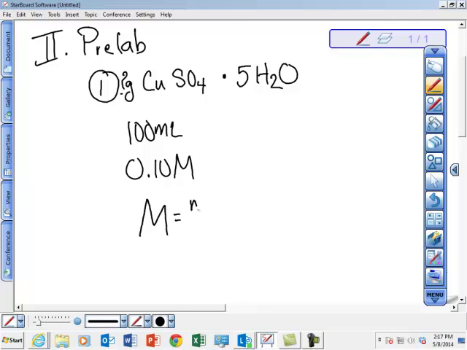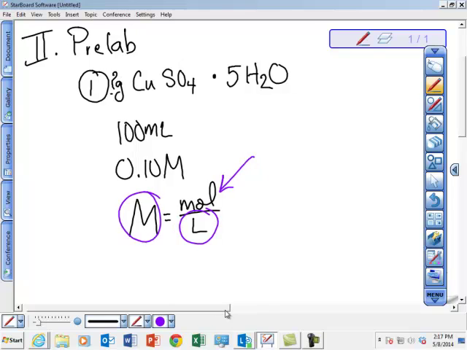Molarity, the formula is moles of solute per liter of solution. You were given molarity. You were given this value. You were given the volume. Careful, we need to convert the volume to liters. You're going to solve for moles, and then when you solve for moles, you're going to switch it and change it into mass. So let's roll.